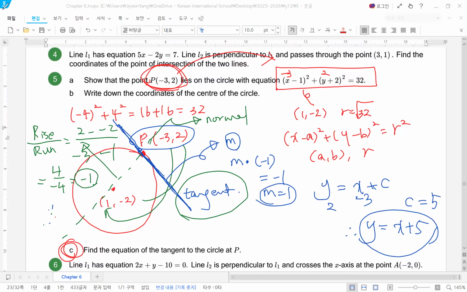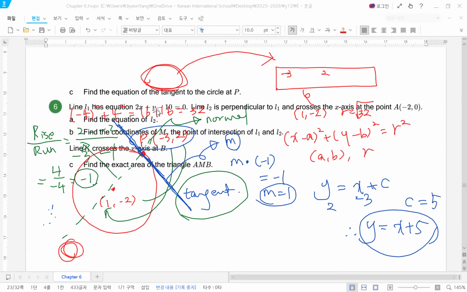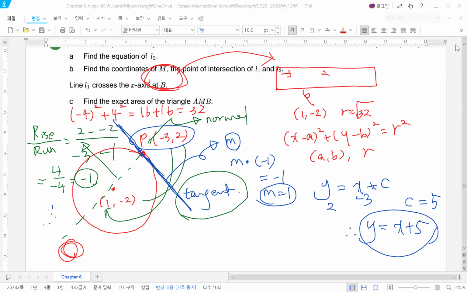Where did the 4 come from? Negative 4 squared plus 4 squared is... that is a solution of 5a. We just saw 5c.